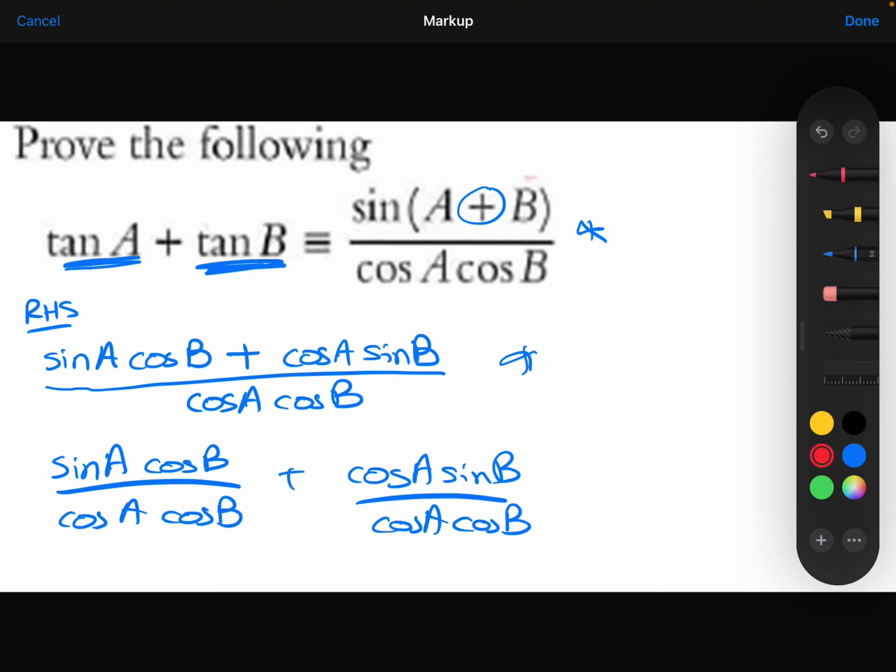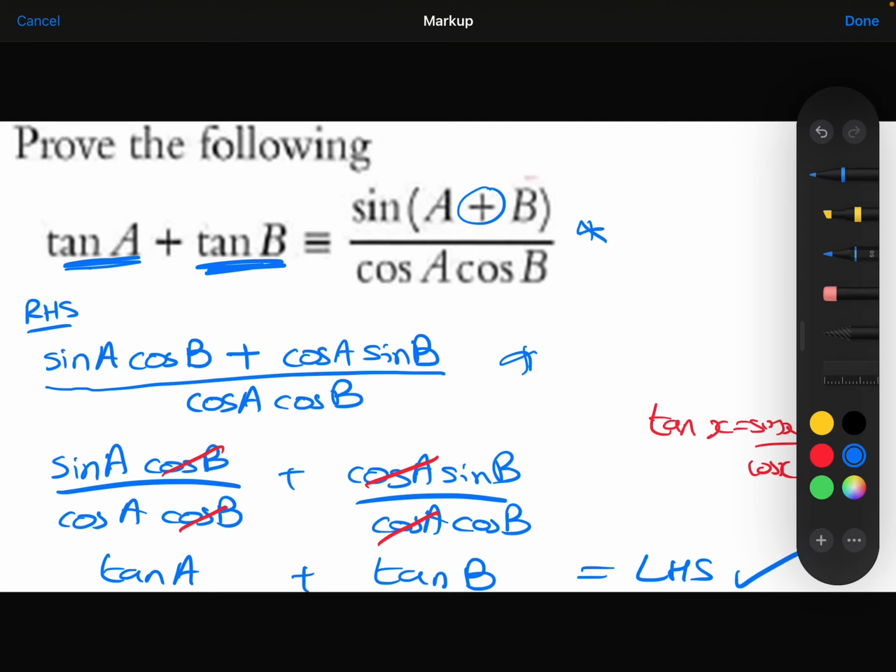Now I notice that the cos B's here cancel out, and over here the cos A's cancel out, and also remember from year 12 that tan x is equal to sine x over cos x. So here when I have the sine A over cos A, I know that's equal to tan A, and over here I know the sine B over cos B is equal to tan B, which is the left-hand side. That's what I was trying to prove.